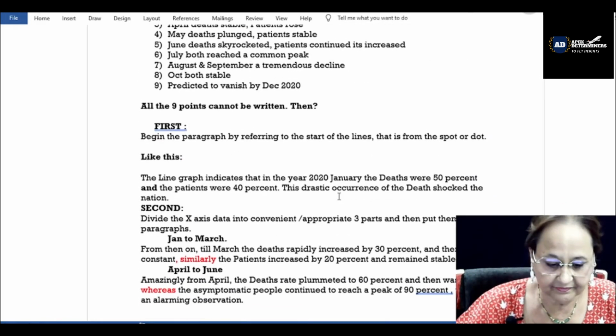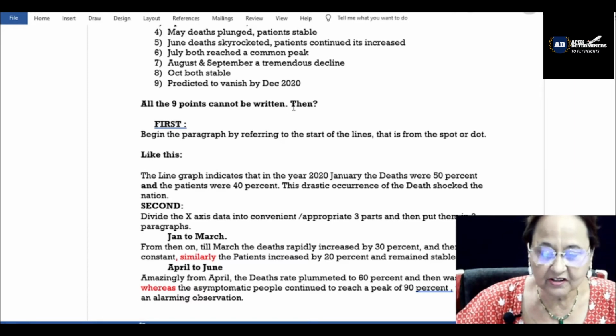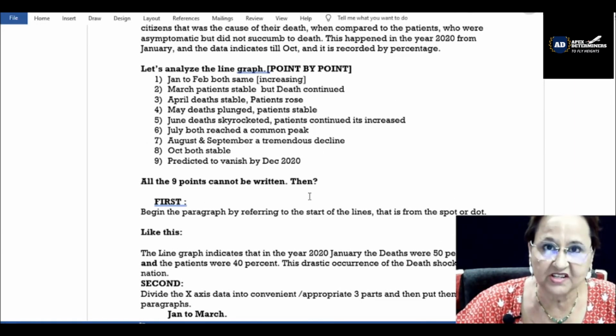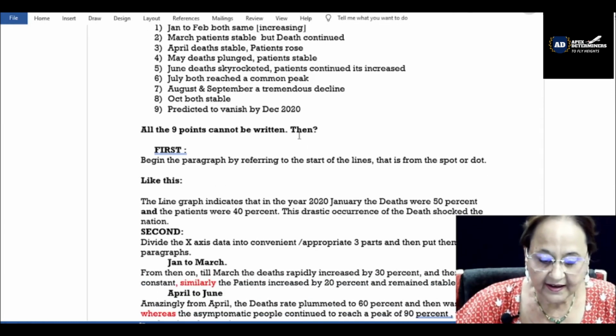Now, all the 9 points cannot be written. You can't go writing all these 9 points sentence by sentence. You have to think of a way of combining them.